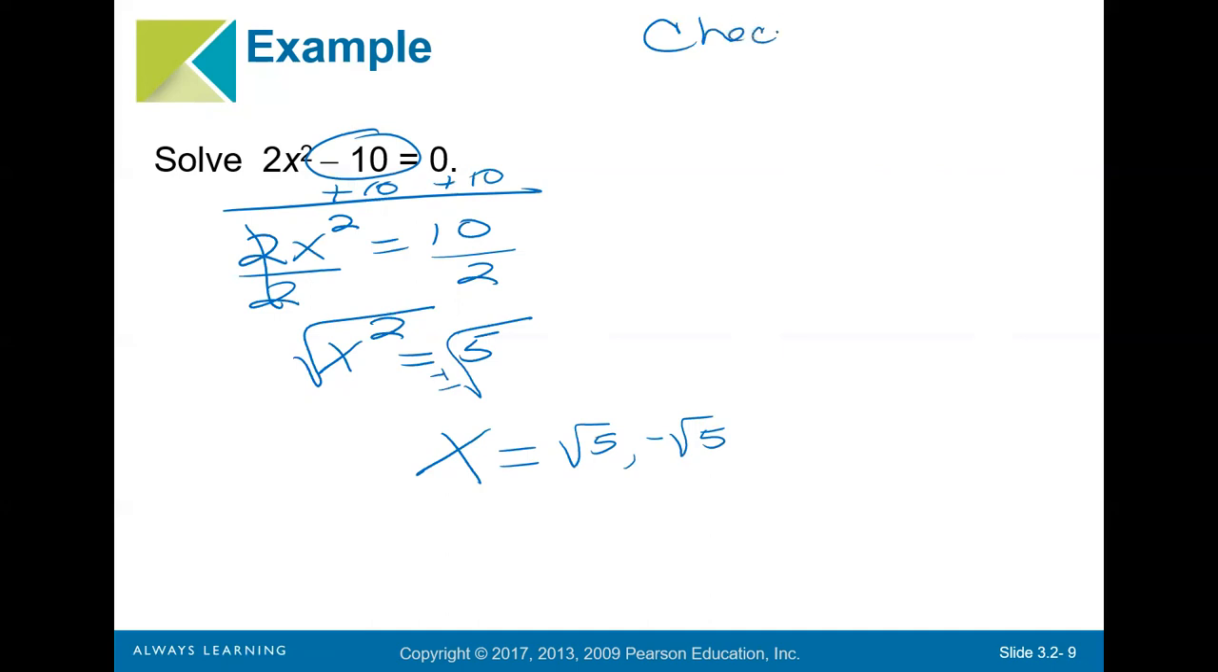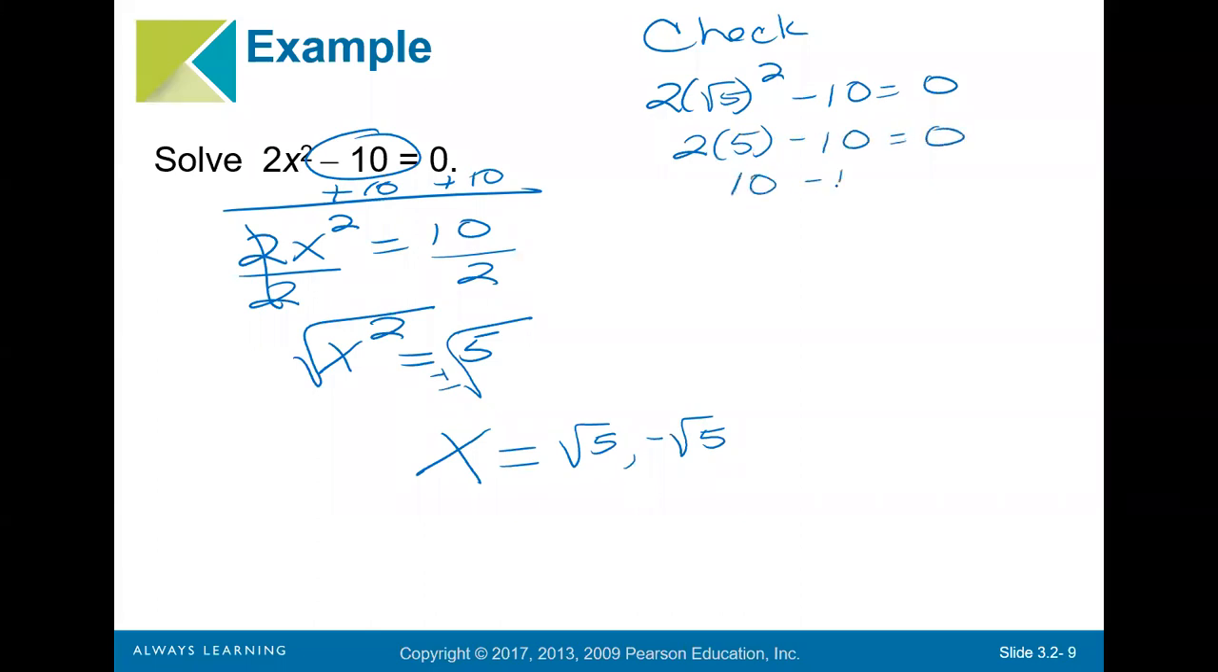If I check my work, I'm going to take the original equation and plug in. So I'm going to plug in the square root of 5. Well, the square root and square reduce and leave me with the radicand, which is 5 in this case. 2 times 5 is 10. 10 minus 10 is 0. So the positive is true for sure.